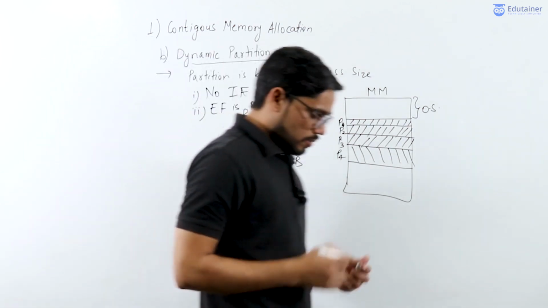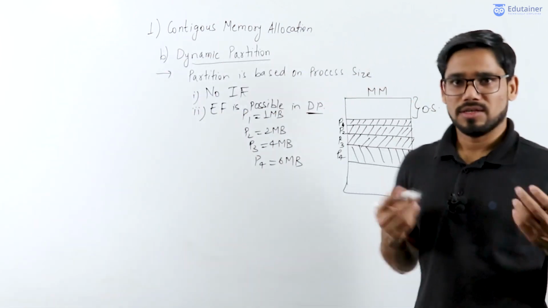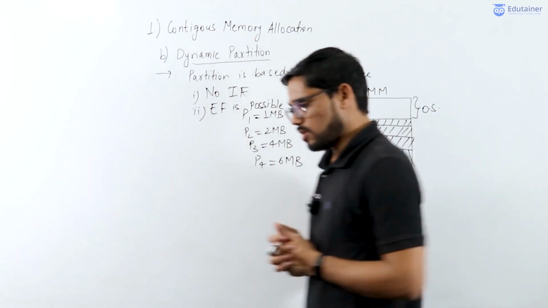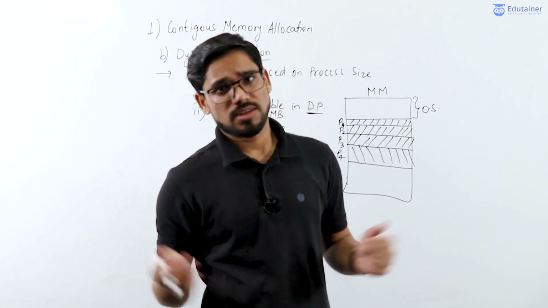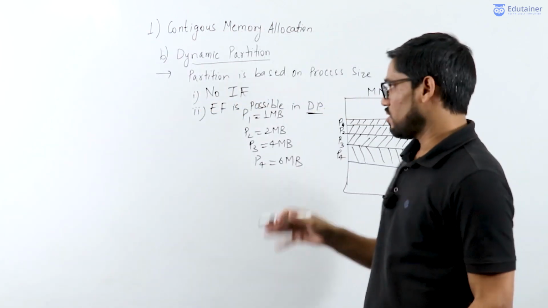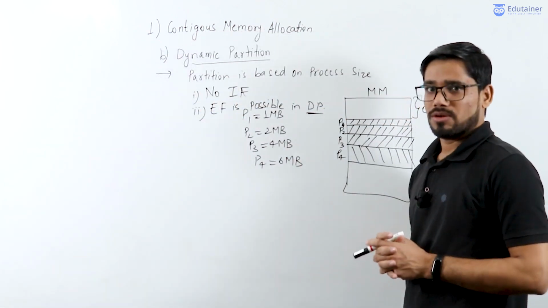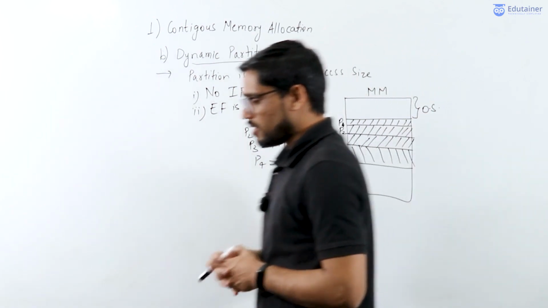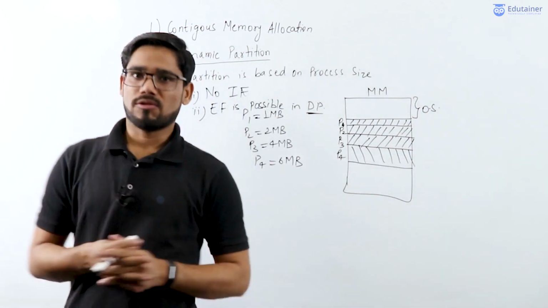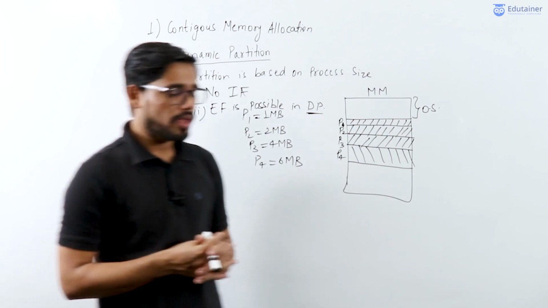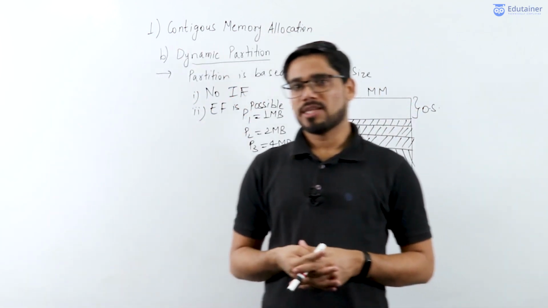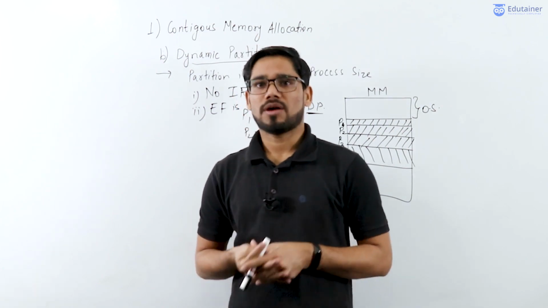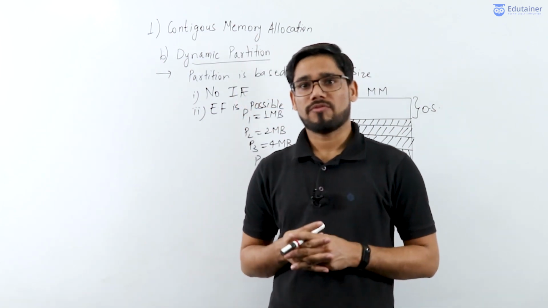So in dynamic partitioning, the internal fragmentation problem does not occur, and the limitation of process size is also resolved, but the external fragmentation problem still occurs. So we have to look for some other approach to solve this external fragmentation problem. In the next video we will see another memory management technique to solve the external fragmentation problem.